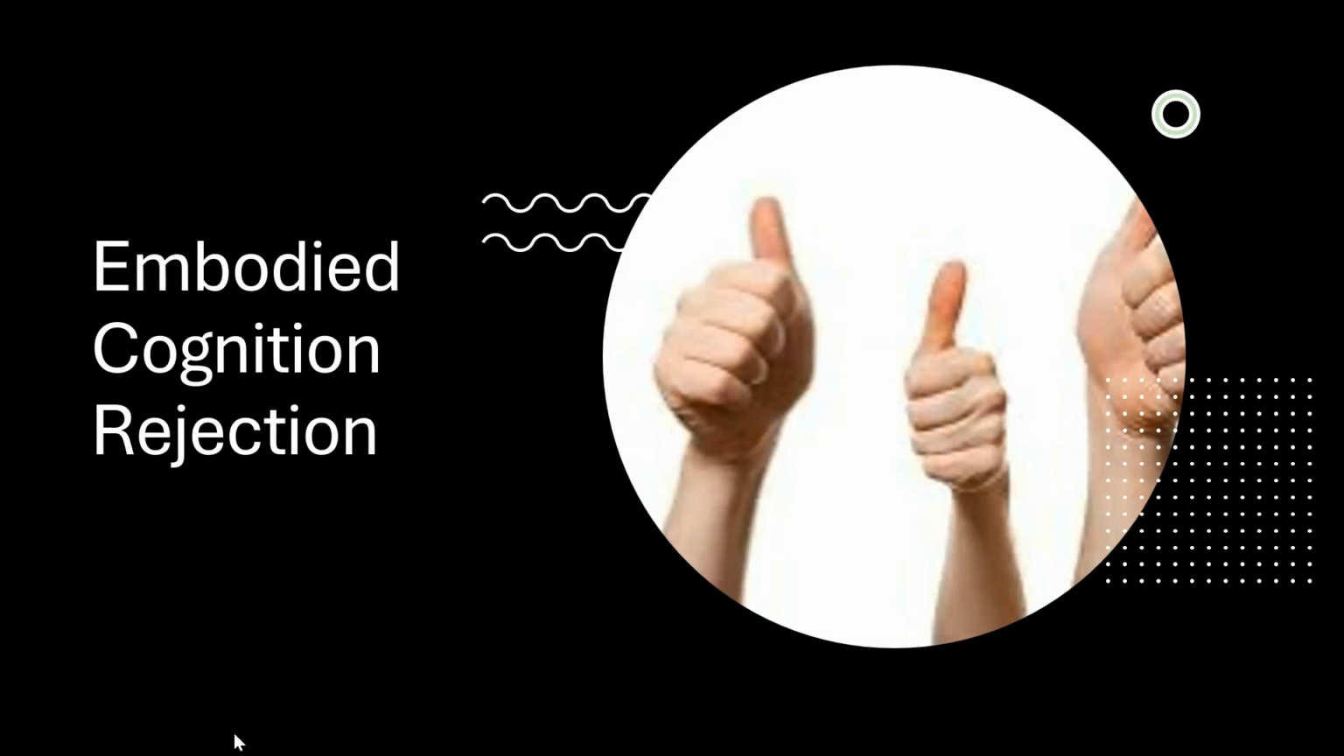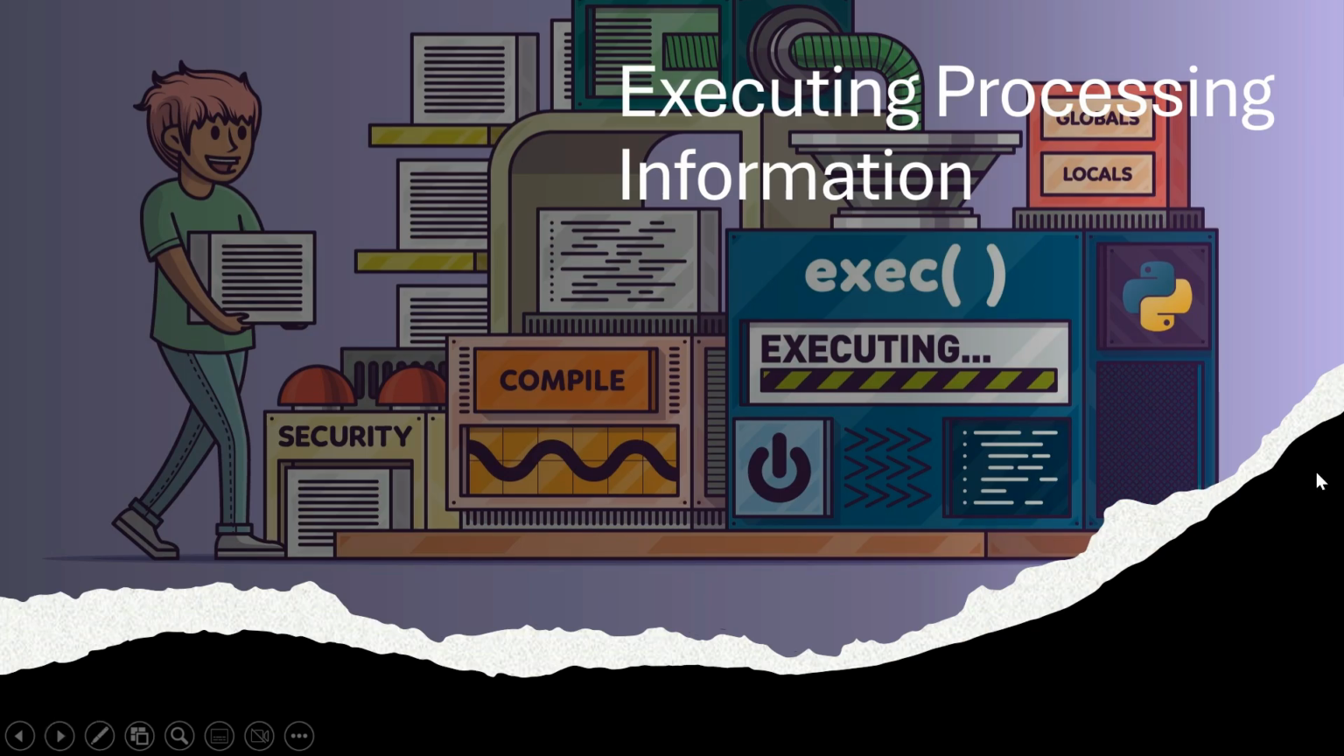Finally, let's talk about processing information with both classical cognitivism and embodied cognition. So, as explained in the first video, we talked about the symbols and the codes that were manipulated by them. But we never talked really in depth about executing these codes. I did a little bit, but let's dive a little deeper into this idea.